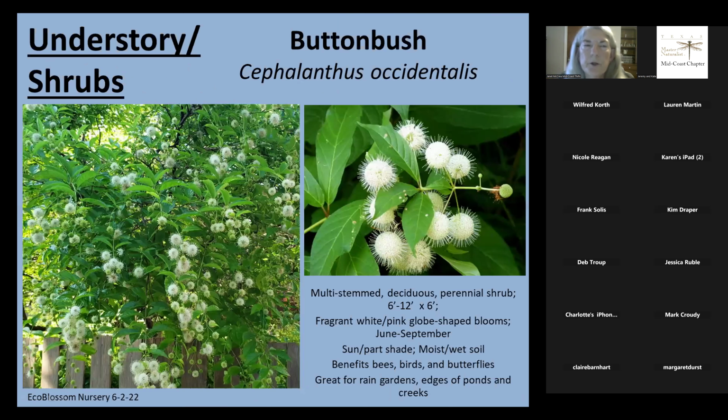Okay, then we're moving to the understory shrubs, understory plantings, which are like large shrubs. And this is the button bush, which is a great plant for the side of a pond or a water garden because it loves it wet. It can actually grow in the water, but it can grow out of the water too. You don't even have to really water it all that much. And it grows in sun or shade.